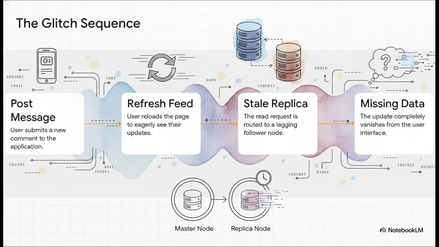Let's actually walk through the exact sequence of this social media glitch. First, you post your message. Second, you're eager to see it, so you quickly hit refresh on your feed. Third, and this happens completely unbeknownst to you, the system routes your read request to what we call a stale replica. And finally, step 4, you see your missing updates.